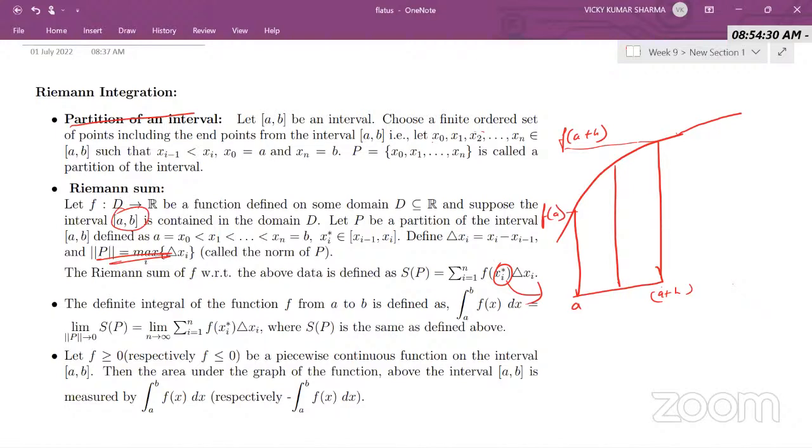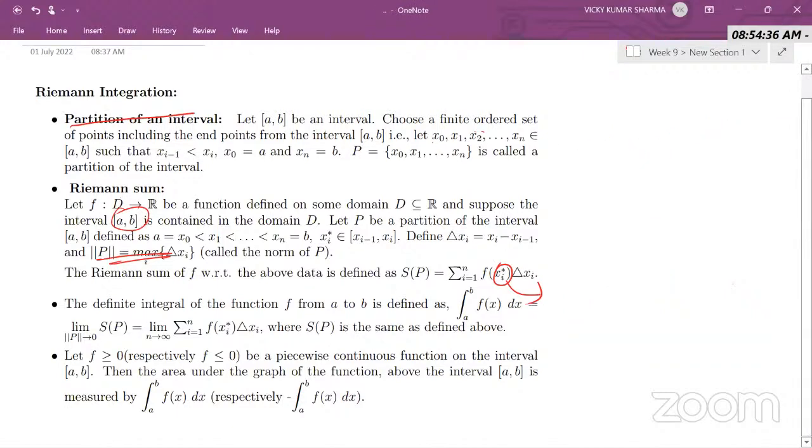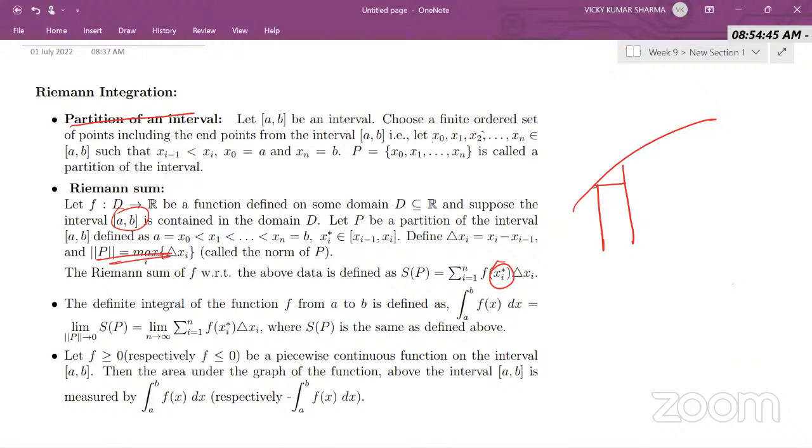Why should I only take this f of a or f of a plus h, right? I can also take something in between. So that is what this tells you. This xi star tells you that your height need not be this height only. It can be the height over here too. This is what it tells.